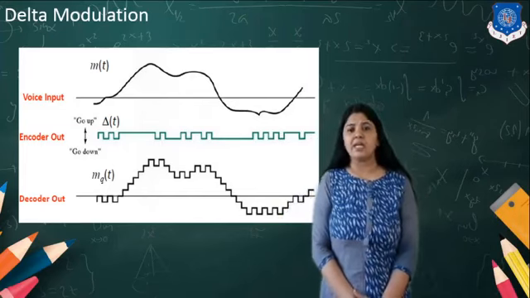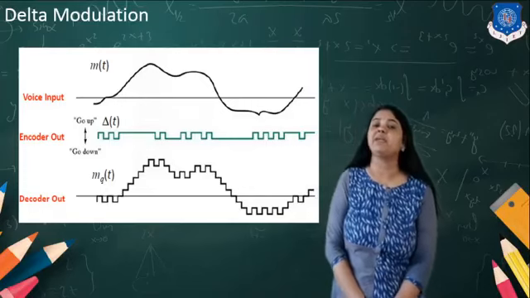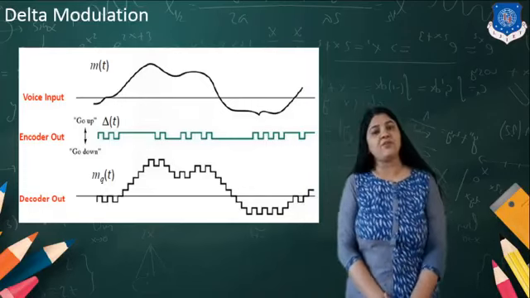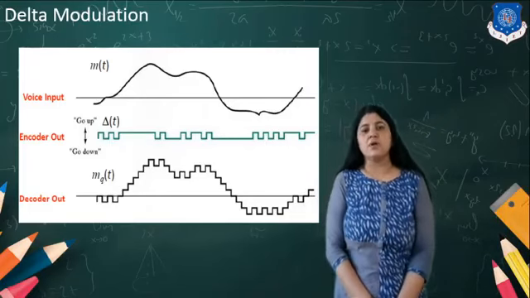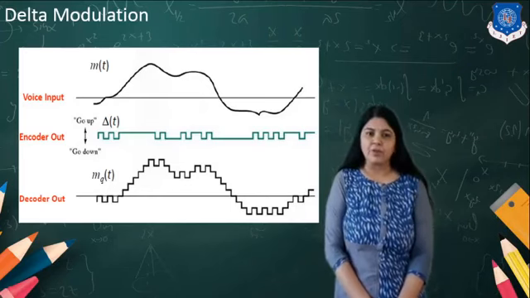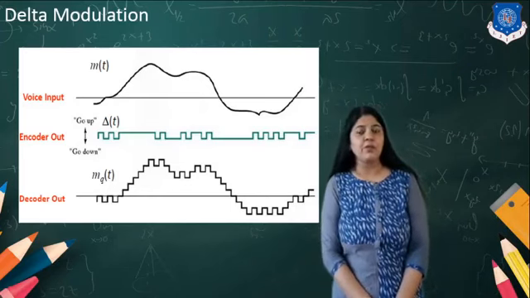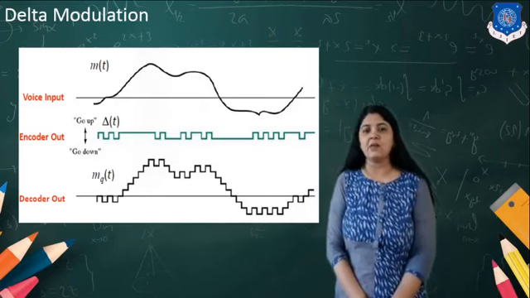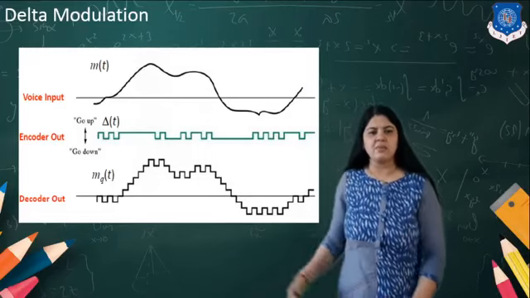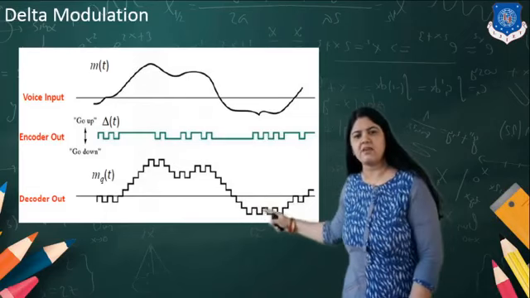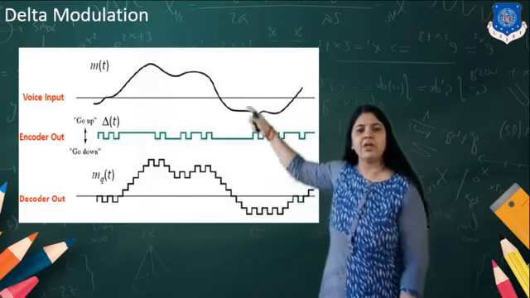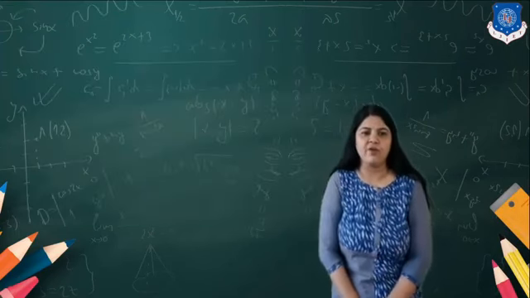Here we need to generate one signal, which is the predicted output. What we will do is find the difference between the original signal and the predicted output. If that difference is positive, we need to increase by one step. Similarly, over here you can see that we have the staircase output, which is similar to this particular waveform.